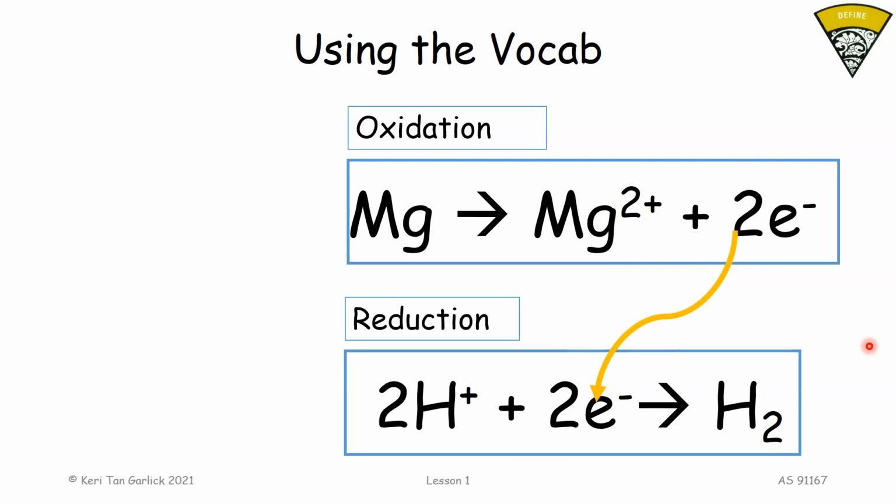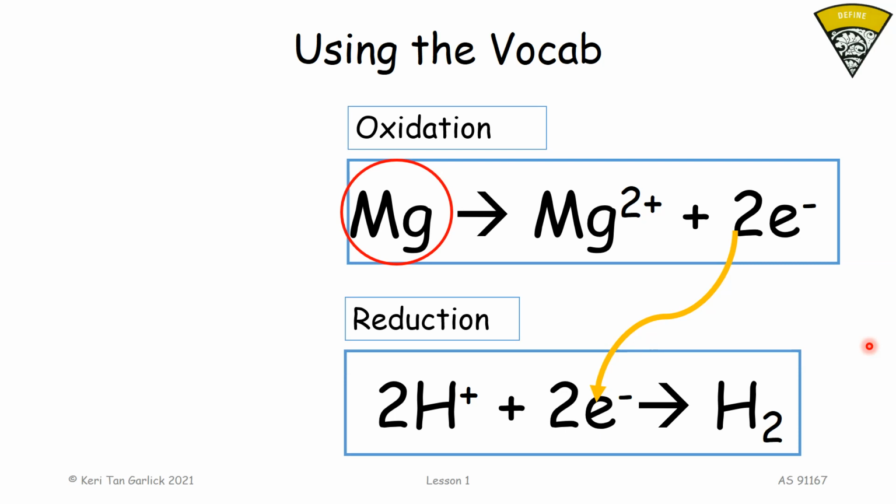So you should always expect to see transfer of electrons. You should always expect to see those electrons being balanced on both sides of the equation, and you should always see, for one equation, the electrons on the product side, and on the other reaction, the electrons on the reactant side, because they're going to need to cancel out.